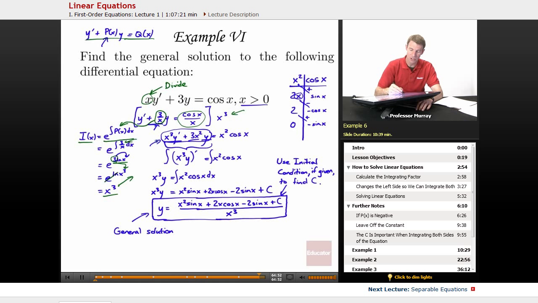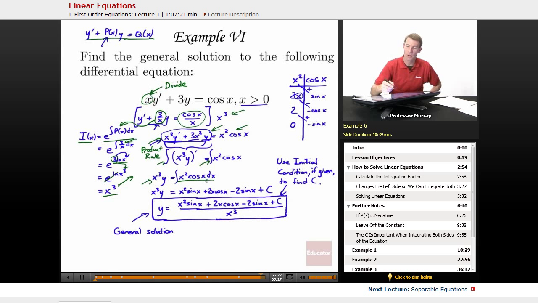And so that's how I get x cubed y prime plus 3x squared y is equal to x squared cosine x. And the point of that is that the left-hand side is the derivative, using the product rule, of x cubed y. And so because it's a derivative of something, I can integrate both sides. The integral of x cubed y prime is just equal to x cubed y. And on the right I have the integral of x squared cosine x, which is a little nasty. I'm going to need integration by parts for that.